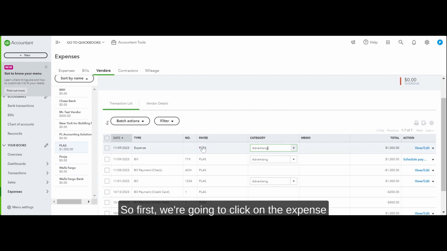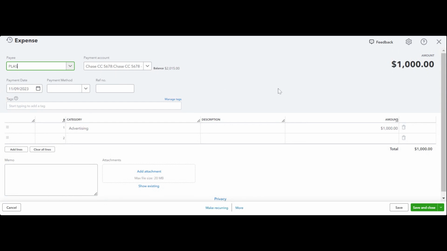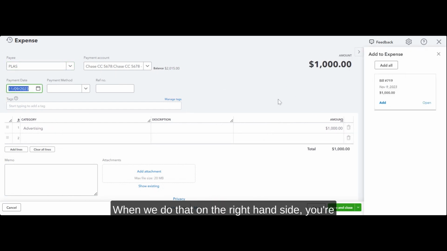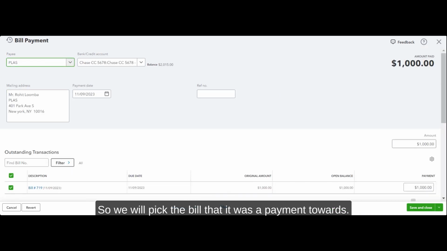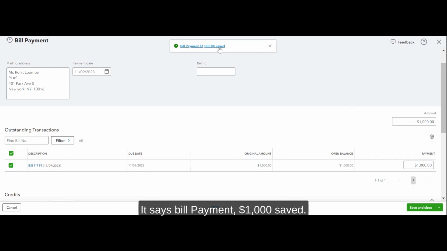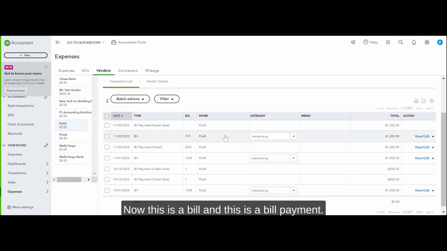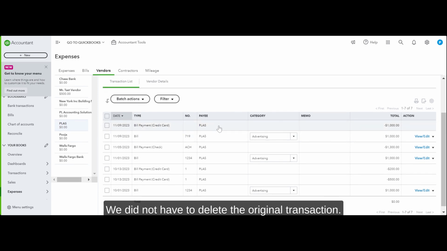First, we're going to click on the expense that was actually a payment towards a bill. When we do that, on the right-hand side, you're going to see the open bills for that particular vendor. So we will pick the bill that it was a payment towards. It's $1,000, save and close. It says bill payment, $1,000 saved. Perfect. Now, this is a bill and this is a bill payment. We did not have to delete the original transaction. We did not have to recreate it. Okay, this is one way of fixing it.